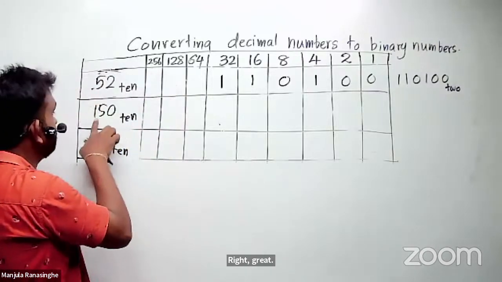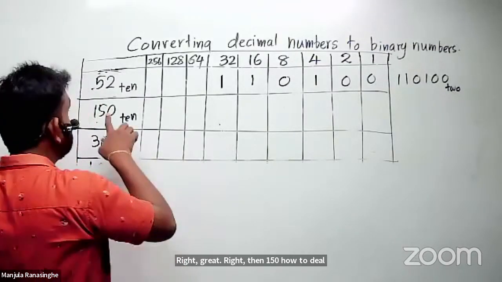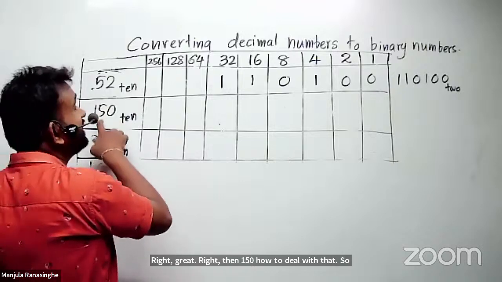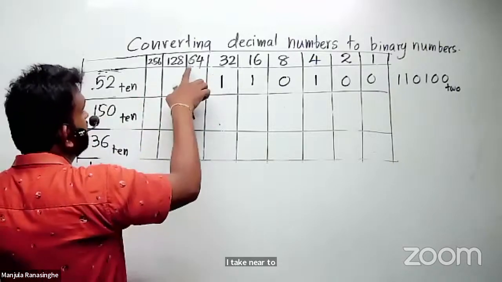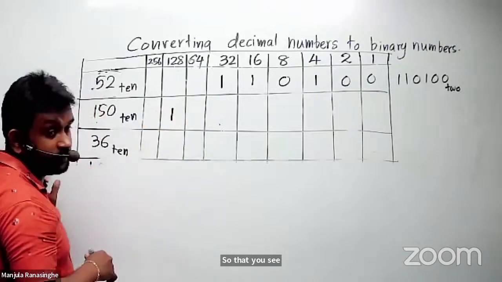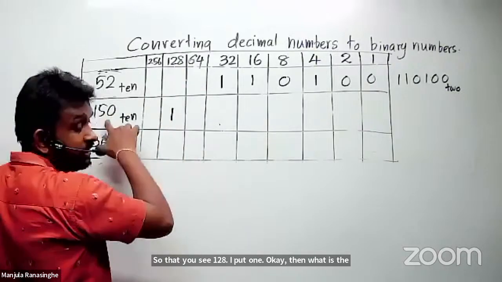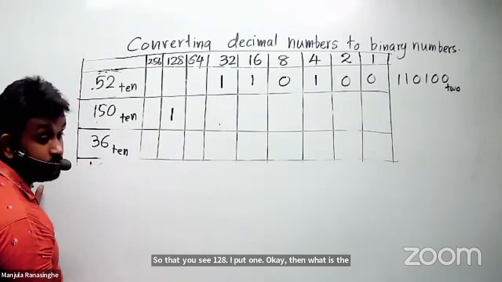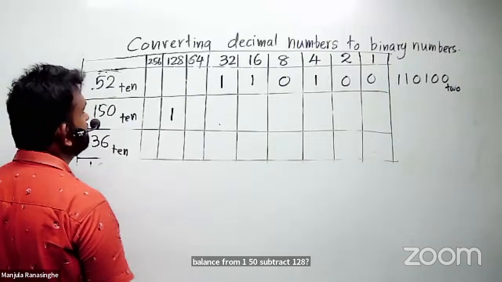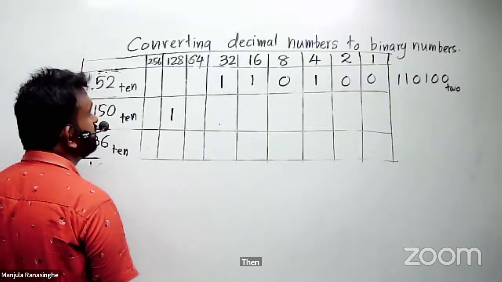Then 150. How to deal with that? So I take the nearest lesser place value of 2 to 150. That gives you 128. I put 1. Okay. Then what is the balance from 150 subtract 128? The balance is 22.